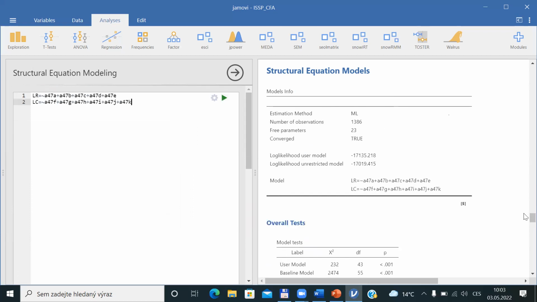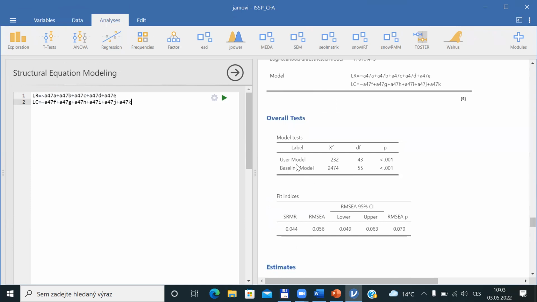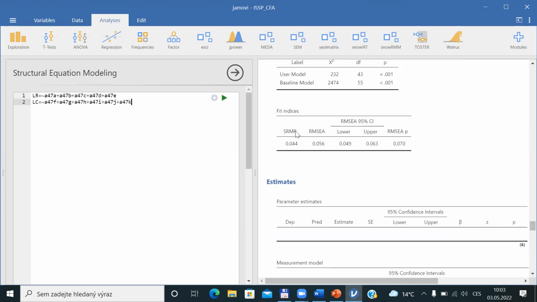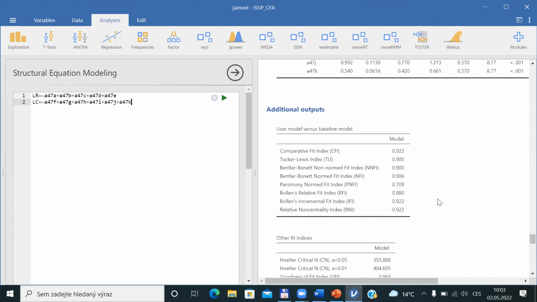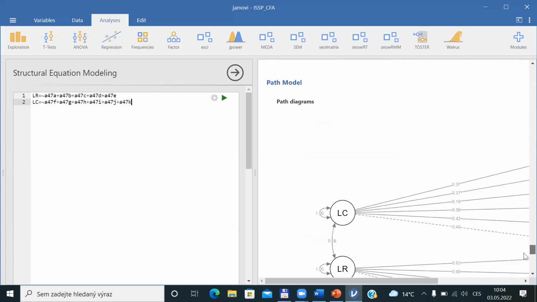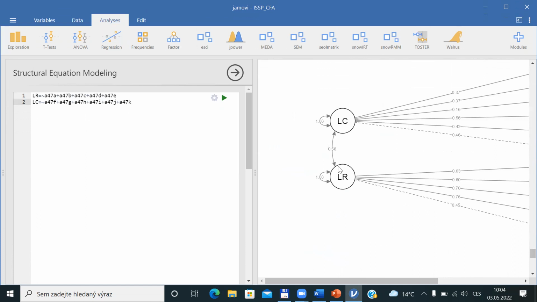And you can see that according to our expectation, the current chi-square is 232. So it decreased a lot, by approximately 190 units, as we know from the previous discussion. If you look at SRMR and RMSEA, they are quite low values. For CFI and TLI, quite nice values, 0.922 and 0.9. And last one, if we evaluate the relationship according to our previous SEPC value, it is approximately 0.6.